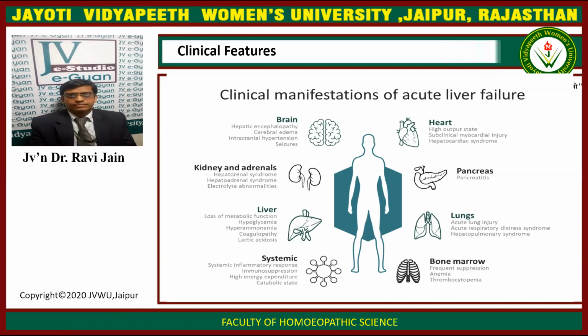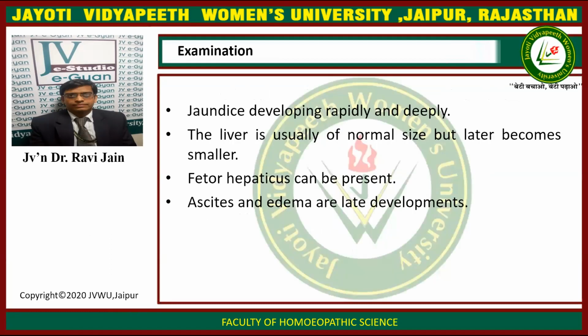There will be hepatocardiac syndrome. In the pancreas, there will be pancreatitis. In the lungs, we will have acute lung injury and acute respiratory distress syndrome. In the bone marrow, there will be suppression, leading to thrombocytopenia. Now, how will you examine a case of acute liver failure? We have to check for jaundice that is developing rapidly.